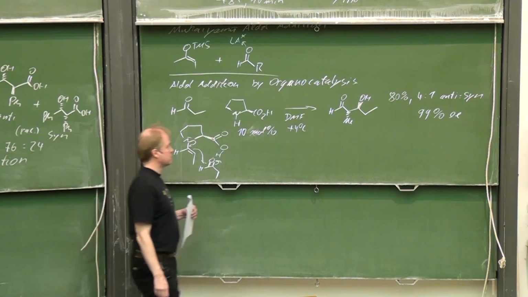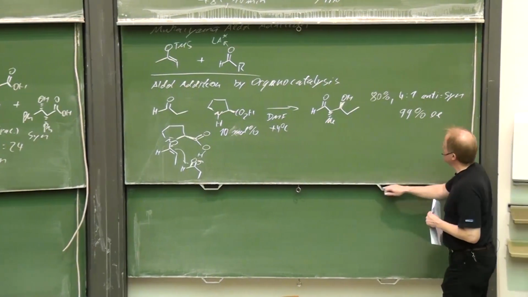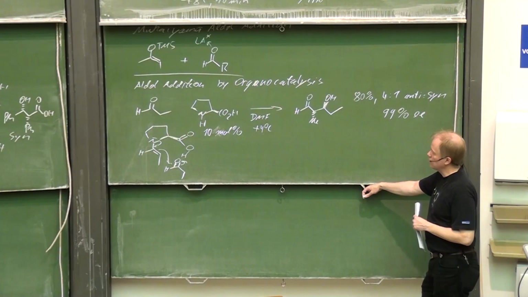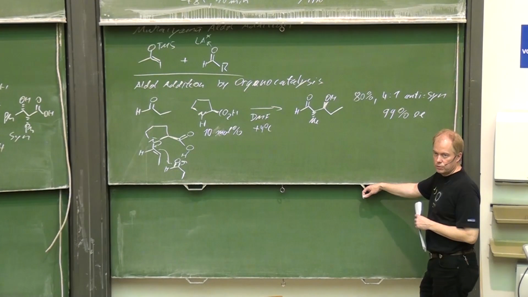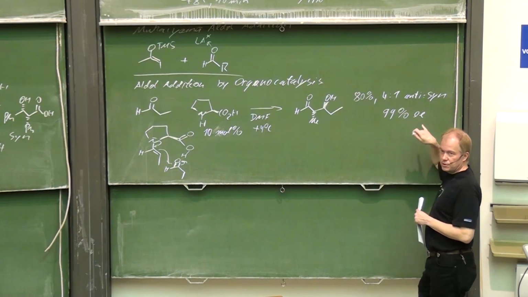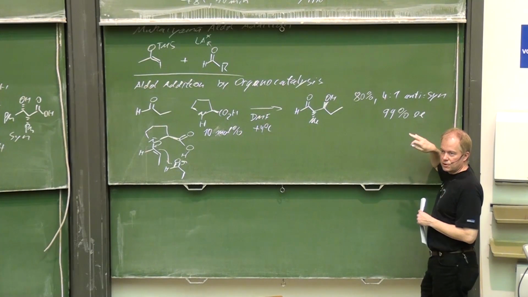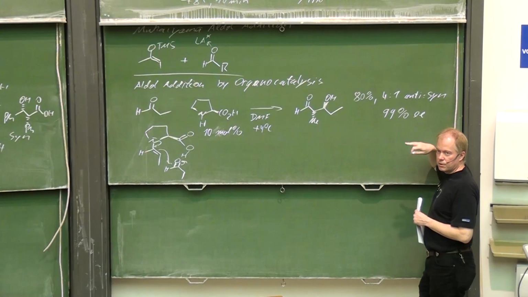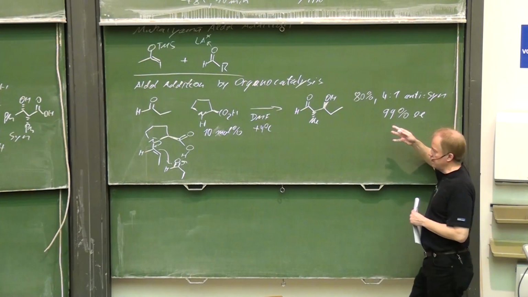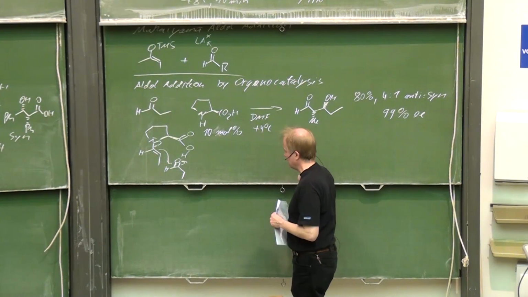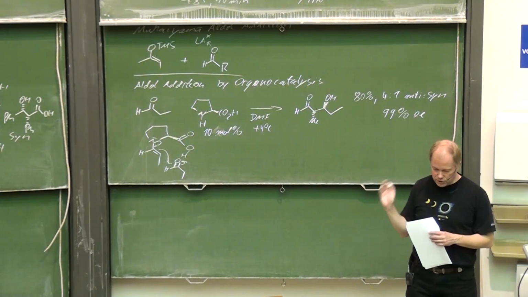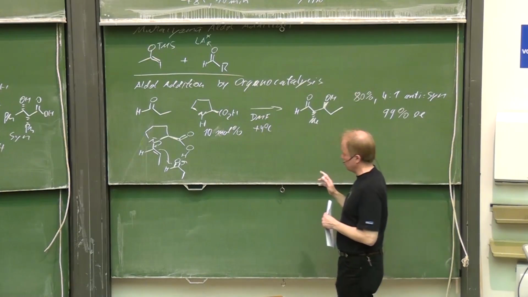So, that anti-syn selectivity is certainly not as high as with the boron enolates, but the 99% enantiomeric excess is convincing. So one could ask, of course, why do we need this organometallic aldol addition, where we now have organocatalysis as a powerful instrument? So there are some methods that still have much importance and will also have in future.